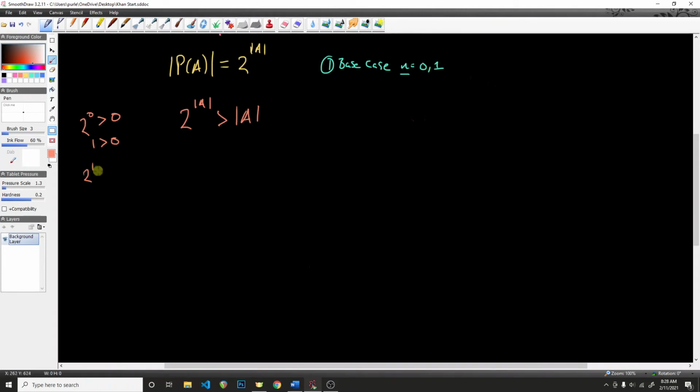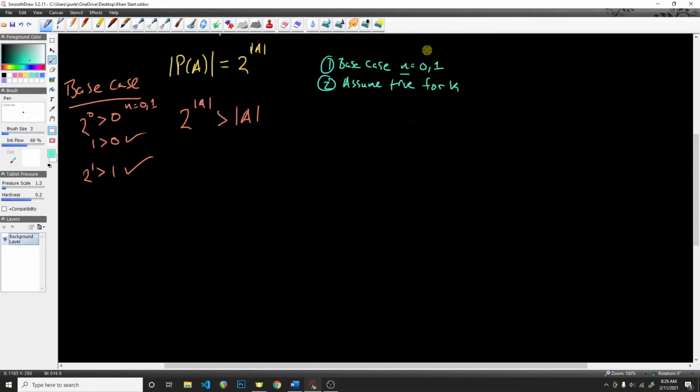So 2 to the 1 is greater than 1. So therefore, we've proven our base case is true for both of these numbers. The next thing we need to do is assume that the equation is true for k. Now k honestly is just an arbitrary number. You can think of it kind of like an instance of n.